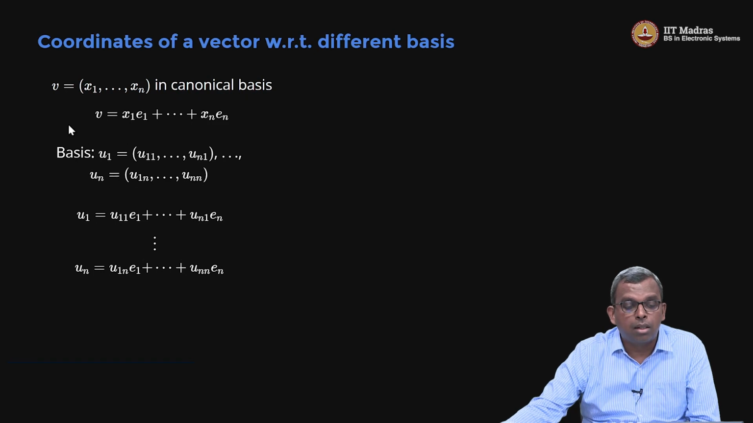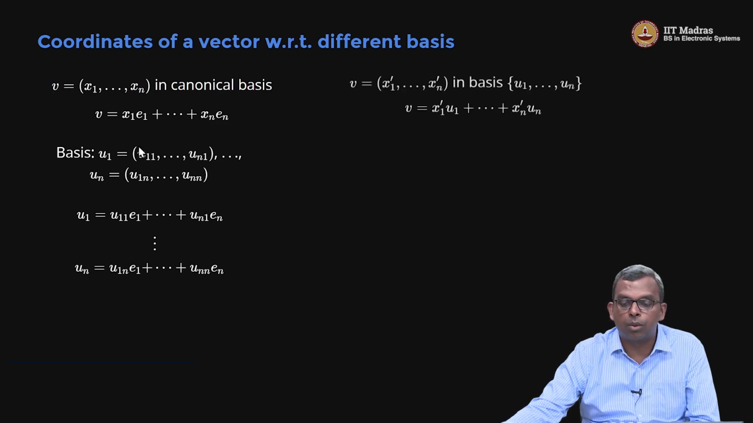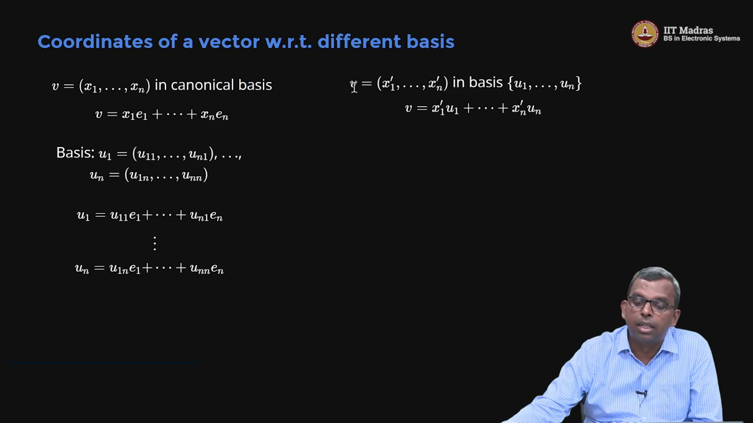Now I want to ask, what are the coordinates of v in this new basis? I know v is x1 to xn in the canonical basis. What are the coordinates of v in the new basis? Okay, so we have seen this before. Suppose v is x1 prime to xn prime in this new basis. What does that mean? The same vector v is now written as a linear combination of u1 to un, and those coefficients are x1 prime to xn prime, right. So, x1 prime u1 plus so on till xn prime un.